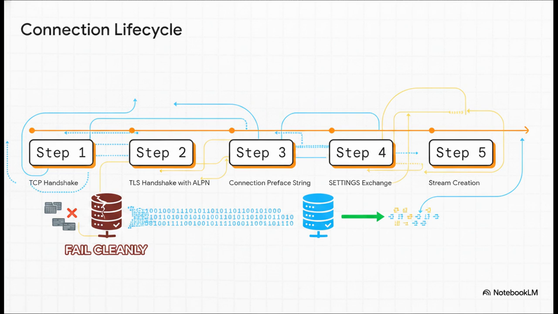When looking at the complete connection lifecycle timeline, you really want to pay special attention to Step 3, the connection preface. This step acts as a really crucial sanity check. It uses a very specific 24-octet string that ensures older HTTP/1.1 servers, which totally can't parse it, will just fail cleanly. It prevents them from getting confused and trying to read binary frames as standard plain text.